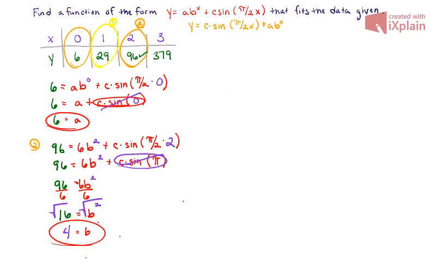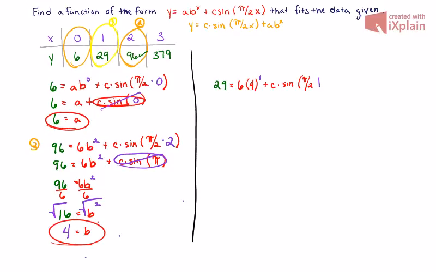So in this case, let's put up kind of a dividing wall so my stuff doesn't bleed into each other. I'm going to put 29 is equal to, I know that a is 6, I know that b is 4. I'm going to raise this to the first power. And then I'm going to do plus c times the sine of pi over 2 times 1. So as we can see here, the only variable that I have left is c, and I'm going to be able to find out what its value is.